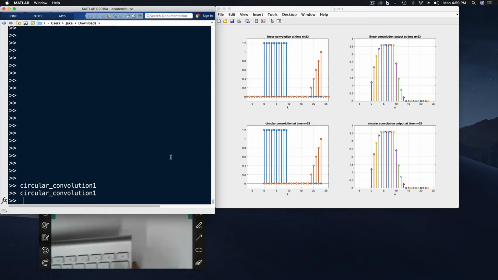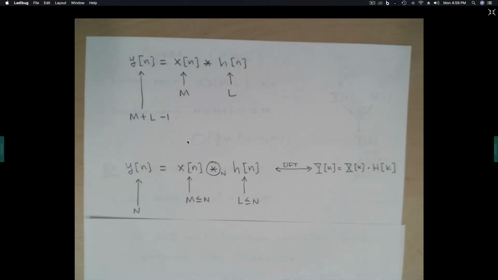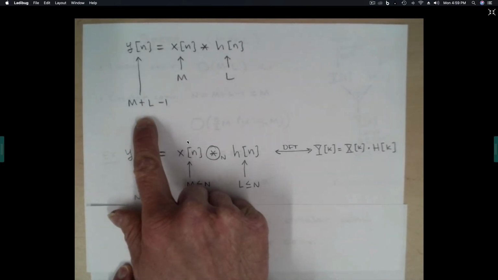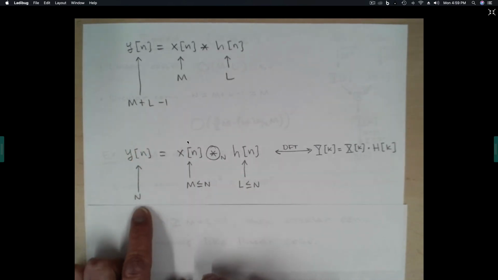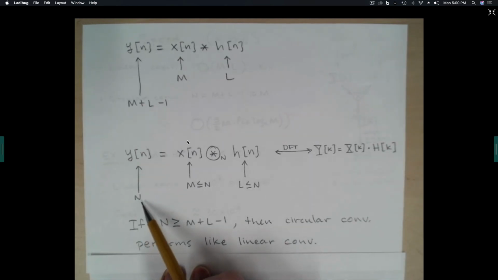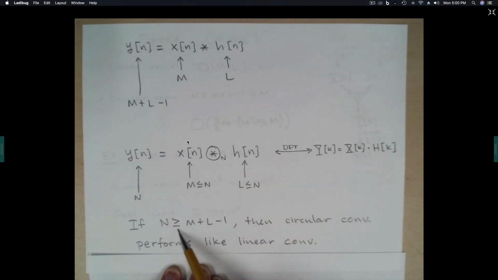What is the minimum amount of zero padding that's needed? Well, we can tell by going back and looking at the length of linear convolution and circular convolution. Remember that linear convolution is always going to produce something that's M plus L minus 1 in length. So if we let N, the number of points used in circular convolution, be greater than or equal to M plus L minus 1, then circular convolution is going to perform like linear convolution.